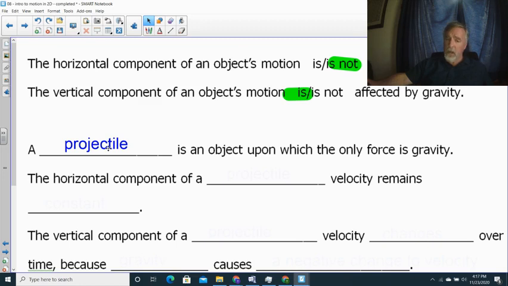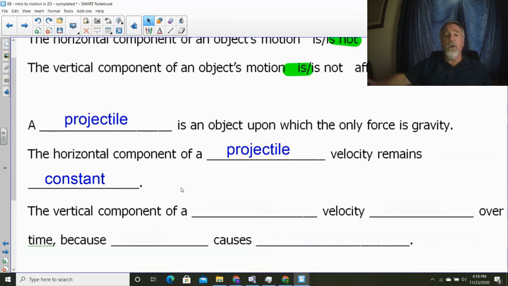In this particular case, if we're talking about a projectile, the horizontal component of a projectile's velocity remains constant. There's no force to change it. There's no F equals ma, force equals mass times acceleration, so no acceleration. We'll learn more about that equation later on. There's no change to the velocity in our projectile's horizontal component.